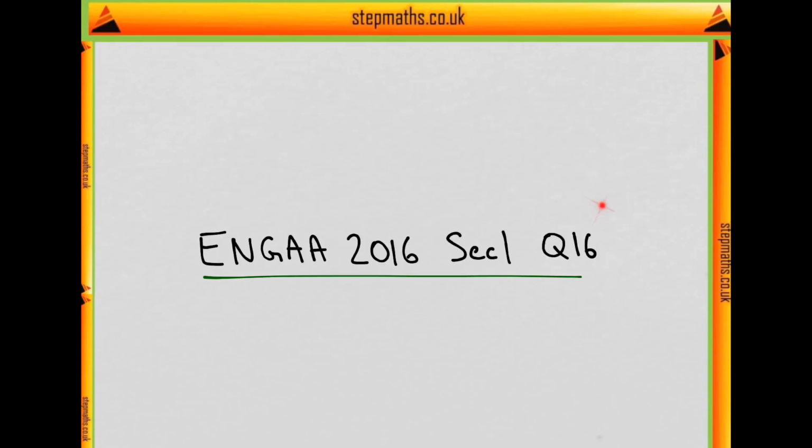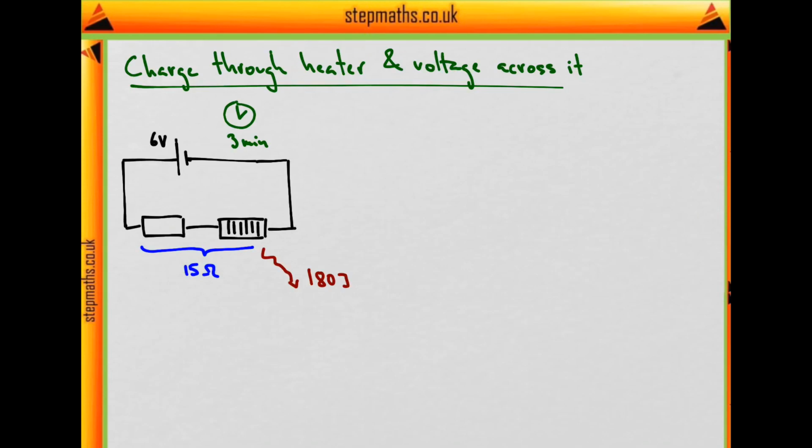In this video, we'll look at question 16 from the 2016 exam. In this question, we have the following circuit. There is a heater and a resistor connected up in series to a battery of 6 volts. And we observe this circuit for 3 minutes, and we see that during that time, the heater emits energy of 180 joules, probably as heat.